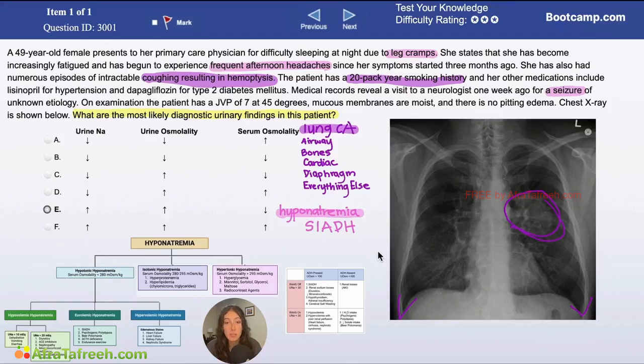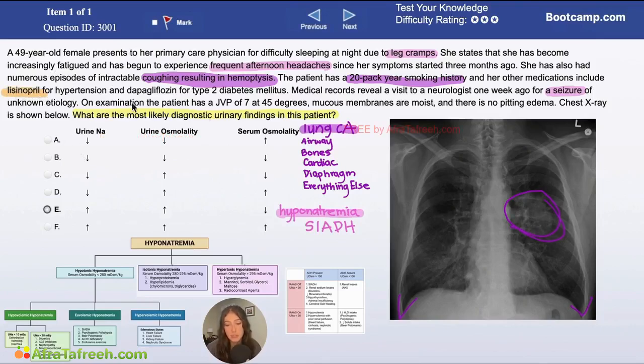Now, I think there's a couple ways you could enter this question, though, and you may not have picked up the lung cancer first. You may have gone into this question and read the leg cramps, the afternoon headaches, really thought about those seizures, and thought about what could be causing them, and gone first into this question thinking about hyponatremia. And if we approached this question thinking about what could be causing this patient's hyponatremia, there's actually a couple suspects. So first we had our lung cancer, right? This patient has a picture of lung cancer that could cause hyponatremia.